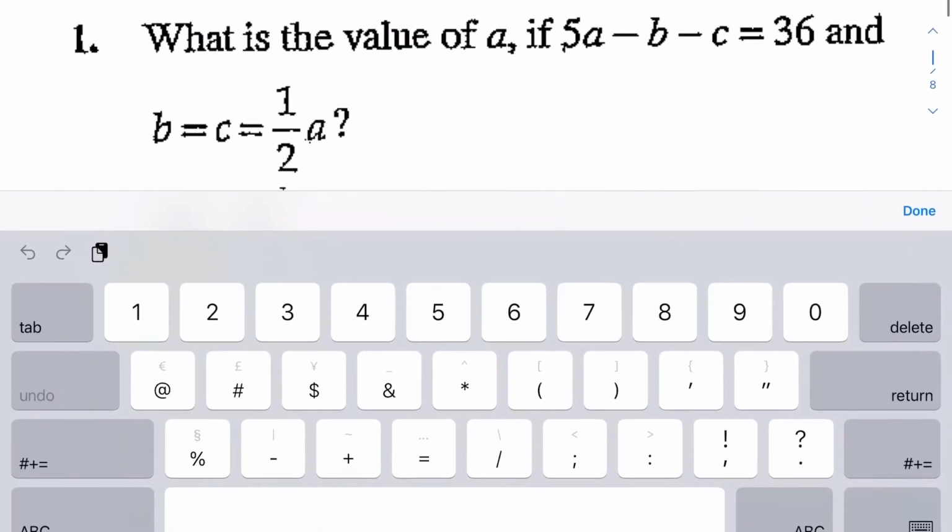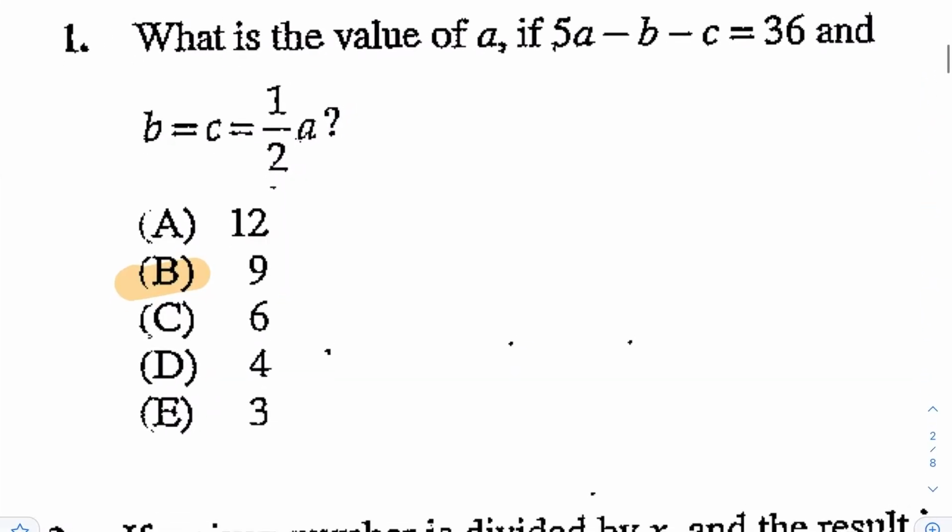Alright, for question number 1, what is the value of A if 5A minus B minus C is equal to 36, and B is equal to C is equal to 1/2 of A? So you have 3 variables and 1 equation in here, so it's kind of like a non-starter. You can't even solve for that because in order to solve for 3 variables, you need 3 equations.